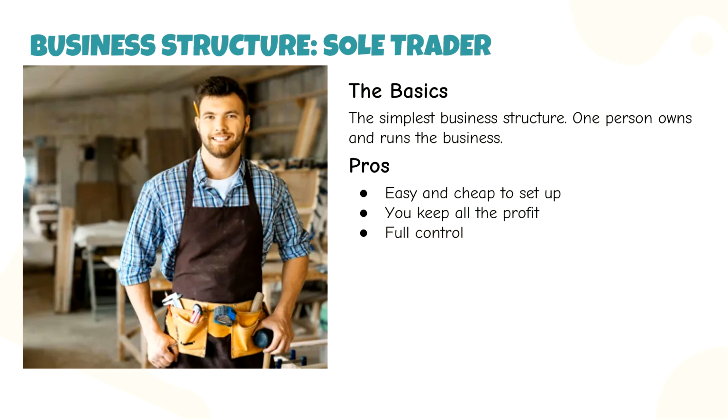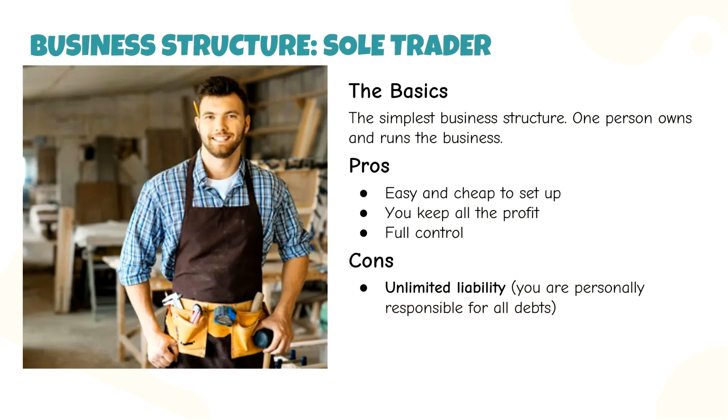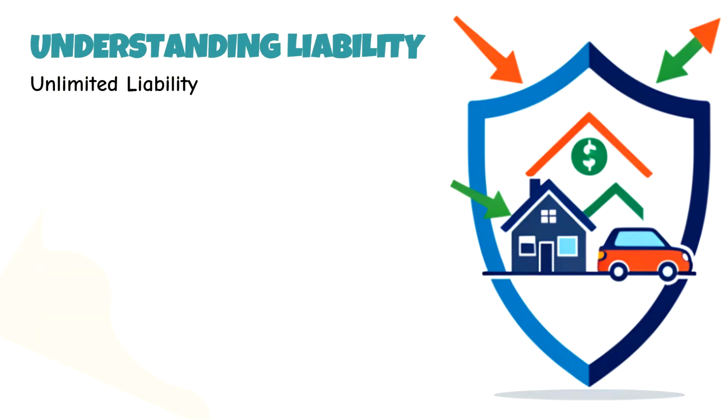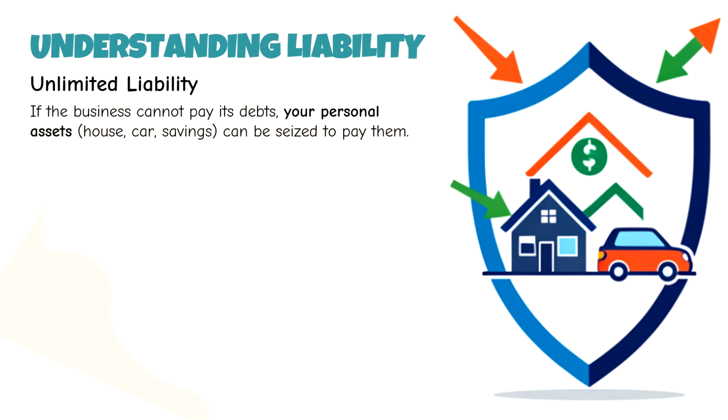What are the disadvantages of being a sole trader? Well, first, you have unlimited liability. That means you are responsible for paying all of the business debts. Let's have a look at liabilities. What does unlimited liability mean? This means that if the business can't pay its debts, your personal assets will be taken to pay those debts.